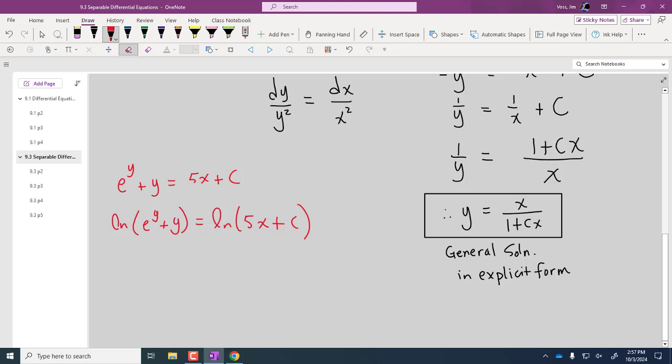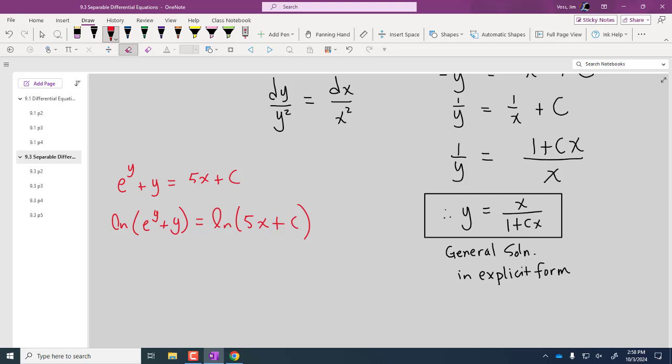Break the log apart, maybe? How? Log properties, right? Are you trying to tell me that the square root of a plus b is the square root of a plus the square root of b? No. Oh, good. Because you're not saying make this log of e to the y and log of the y. More like log of e to the y times log of the y, right?